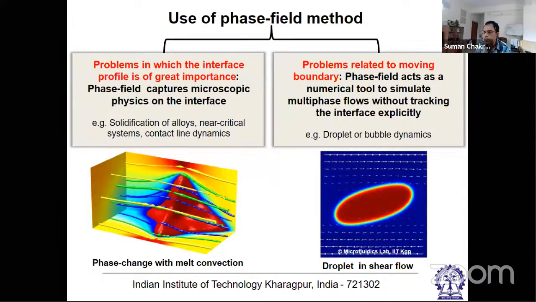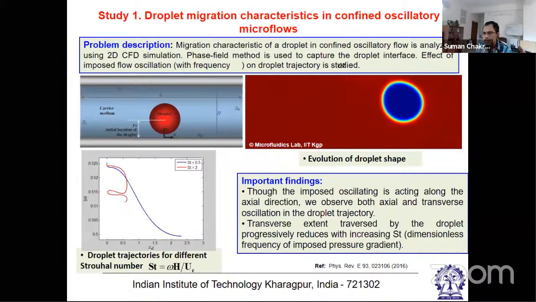Now, what kinds of problems can it solve? Broadly, two types of problems. One where the interface profile is of great importance, like solidification of alloys, near critical systems, and contact line dynamics. The other is multi-phase flows, where the phase field acts as a numerical tool to simulate the interface, like droplet or bubble dynamics. So these are some model case studies which we have conducted in the microfluidics lab at IIT Kharagpur, and I will just show you a glimpse of these examples.